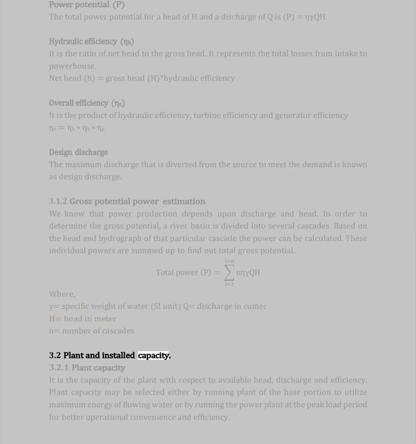3.2 Plant and installed capacity. 3.2.1 Plant capacity. It is the capacity of the plant with respect to available head, discharge and efficiency. Plant capacity may be selected either by running the plant at the base portion to utilize maximum energy of flowing water or by running the power plant at the peak load period for better operational convenience and efficiency.